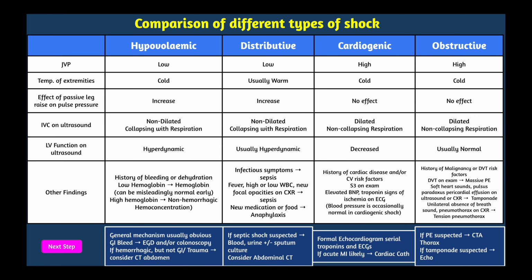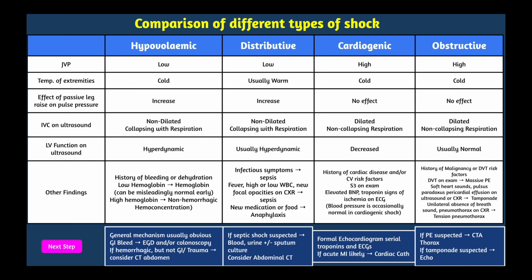So, this is a comparison of different types of shock. The second column here tells us about hypovolemic shock, and this is then followed by distributive, cardiogenic, and obstructive. If you notice, the difference between these shocks can be seen from the aspect of the jugular venous pressure. If the jugular venous pressure is low or if it's a flat vein, you may want to consider hypovolemic shock due to the absolute low volume, or distributive shock due to vasodilation.